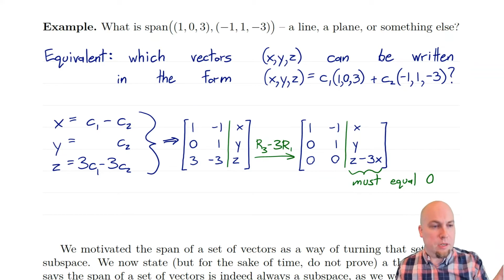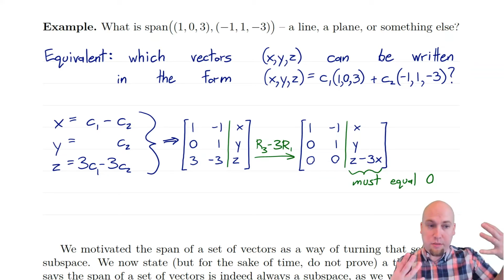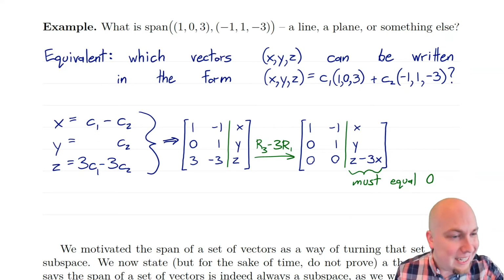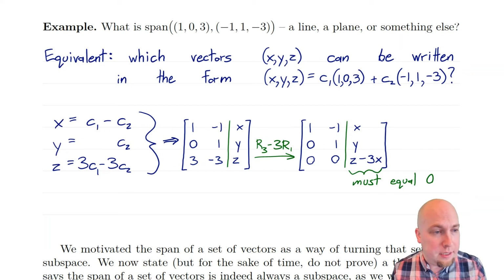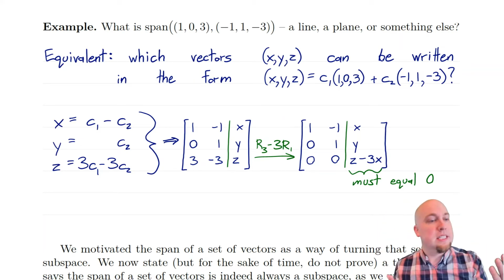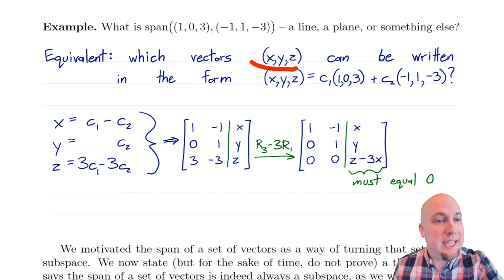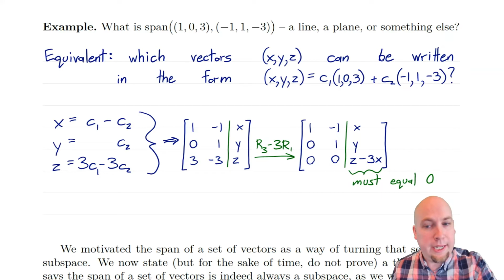That's got to be 0, right? Because otherwise you have 0, 0, non-zero, and that means no solution. So we need this to be 0 for us to have a solution. We need z to equal 3x. And that's our answer. That tells us what the span is. This vector x, y, z is in the span if and only if z equals 3x.